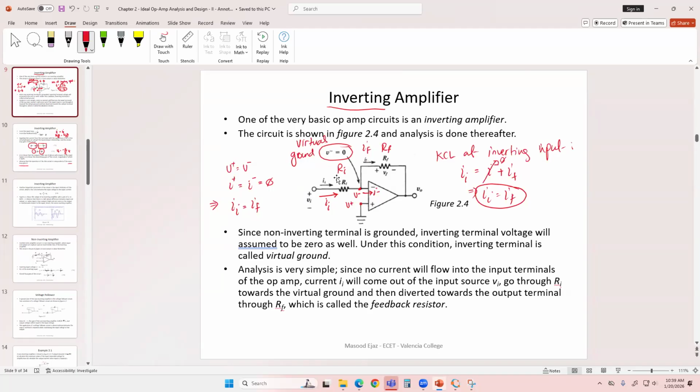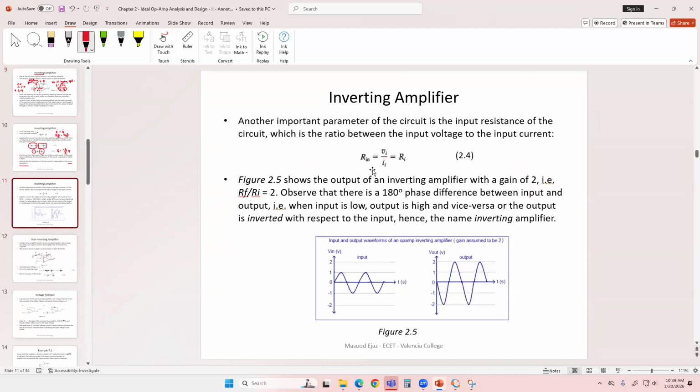The ratio between these two is considered the input resistance of the circuit, and in this case, the input resistance is the same as the resistance that is connected between the input voltage and the inverting terminal of the operational amplifier, because using Ohm's law, I input is equal to V input over R input, since you have a virtual ground over here. So I input is Vi minus 0 over R input, which means the input resistance, V input over I input, is the same as the resistance connected between the input voltage and the inverting terminal. So this is the input resistance of the inverting amplifier circuit.